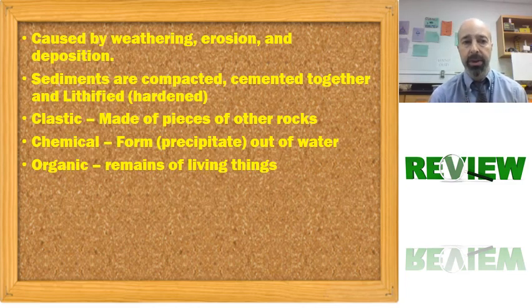All right, so we learned today about sedimentary rocks, and we learned that they are caused by weathering, erosion, and deposition, that sediments are compacted, cemented together, and lithified or hardened. And we learned that there are clastic sedimentary rocks that are made of pieces of other rocks. There are chemical sedimentary rocks that form or precipitate out of water. And we learned that there are organic sedimentary rocks which form from the remains of other living things. And we will learn more about that and identify those in class, and I'll see you then.